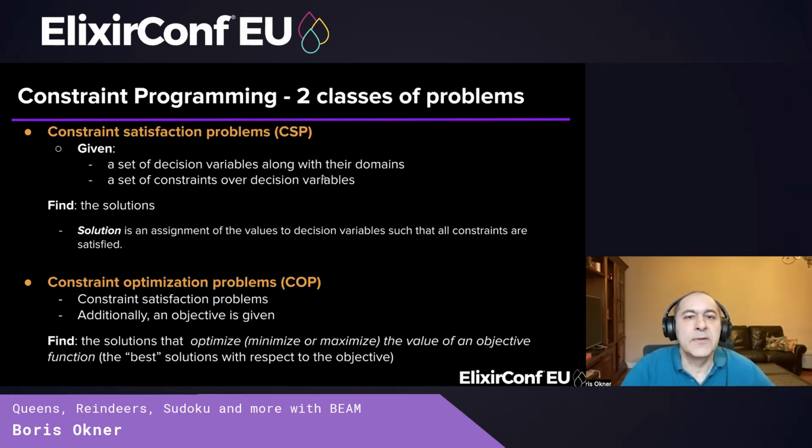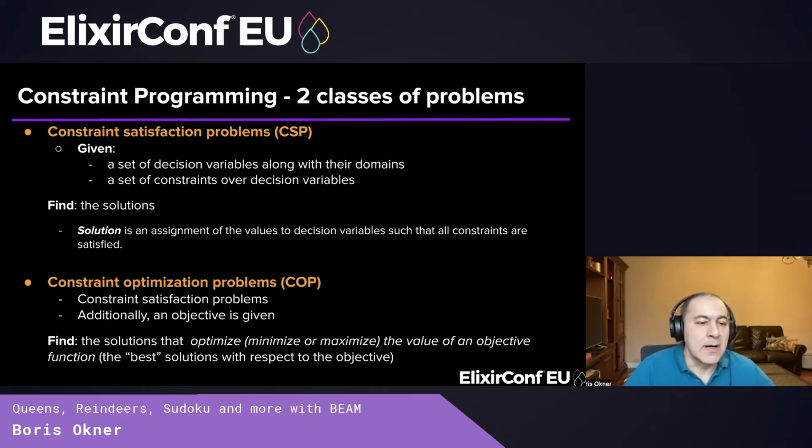So we have two classes of problems in constraint programming. First class is constraint satisfaction problems. What it is, we are given a set of decision variables along with their domains and a set of constraints over decision variables. And we want to find solutions, and a solution in constraint programming is represented by an assignment of values to decision variables such that all constraints are satisfied.